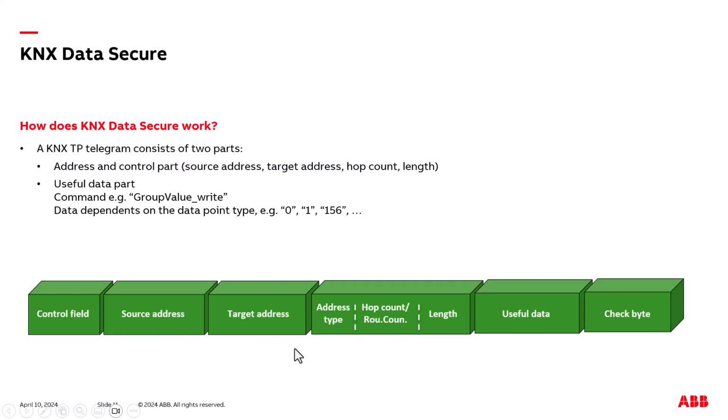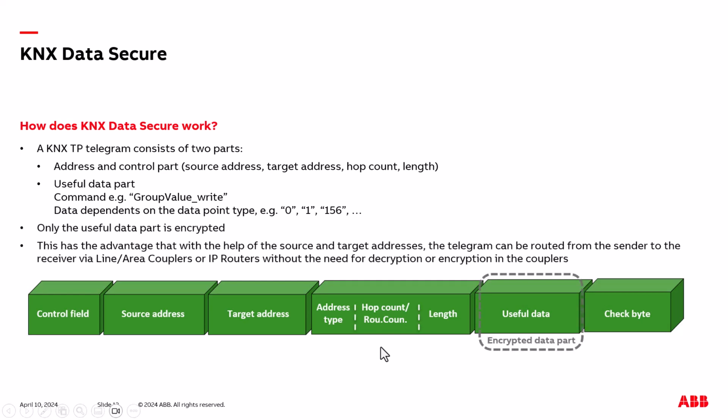Then in the middle we have our address type bit, we have the hop count, formerly named routing counter, and here we have our useful data. So in this useful data part we have the command, for example a group value write telegram or group value read, and our data depends on the data point type: a 0, a 1, a 1-byte, or a 2-byte, 4-byte, 8-byte value. And at the end we have the check byte. So this is the structure of a twisted pair plain standard telegram.